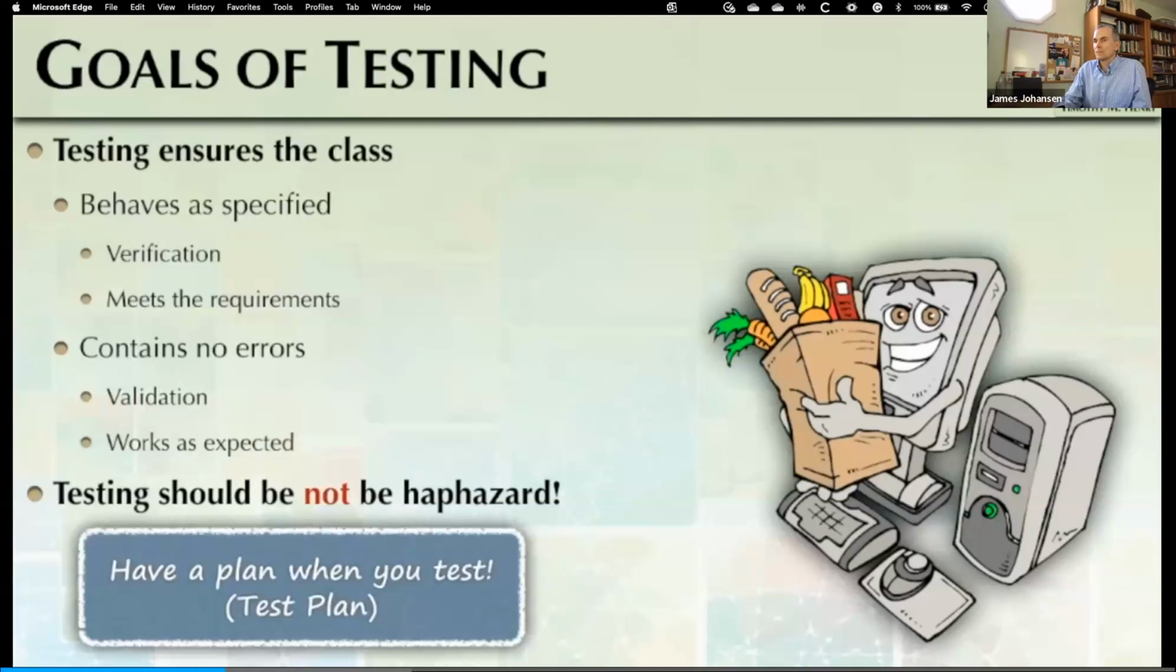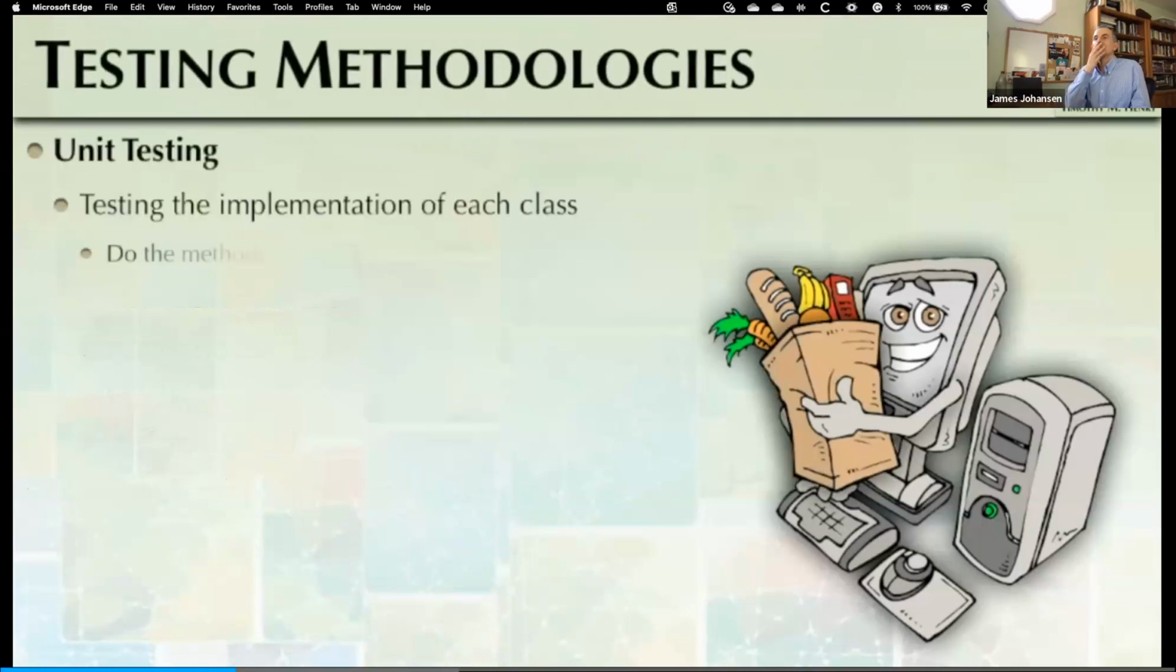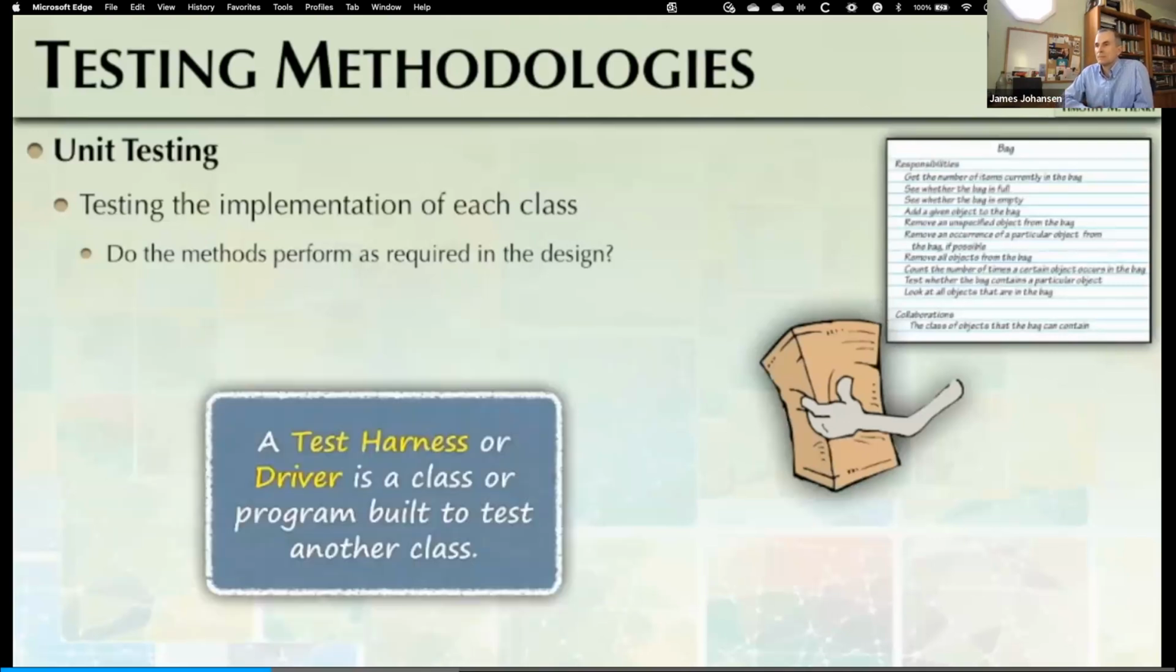There are two methodologies we can use to develop a good test plan. The first is unit testing. In unit testing, we focus our testing on the implementation of specific classes. We want to ensure the class performs as required. By focusing on one class and its specifications, we know that any errors that arise are in this class. Once the class is thoroughly tested, it can be used with confidence in programs and other classes. An important tool in unit testing is the test harness or driver class.